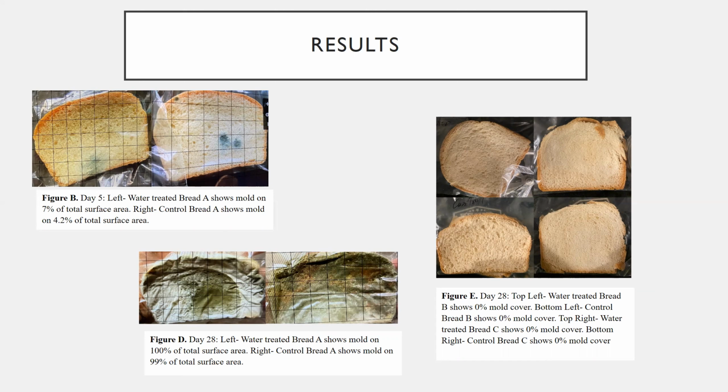And then I included the original photos on the last slide, but I also wanted to show the last day that I took pictures. This includes in figure E the top bread A, bread B, and bread C, both treated and untreated, in those four photos, and you can see that there's no mold growth whatsoever. I didn't even bother with trying to take the grid picture of it. I could just look at it and know that it was 0% coverage for all of them.